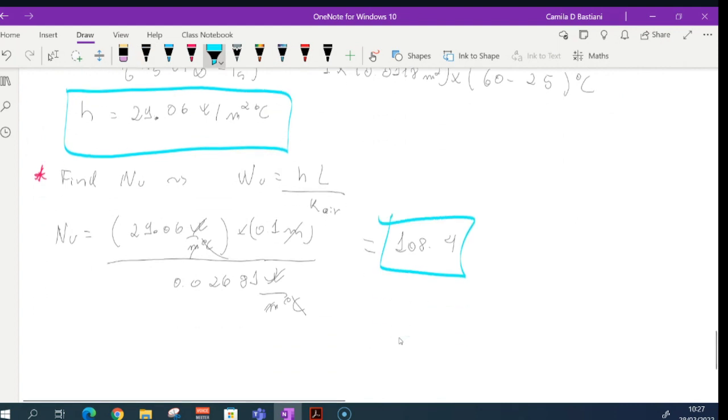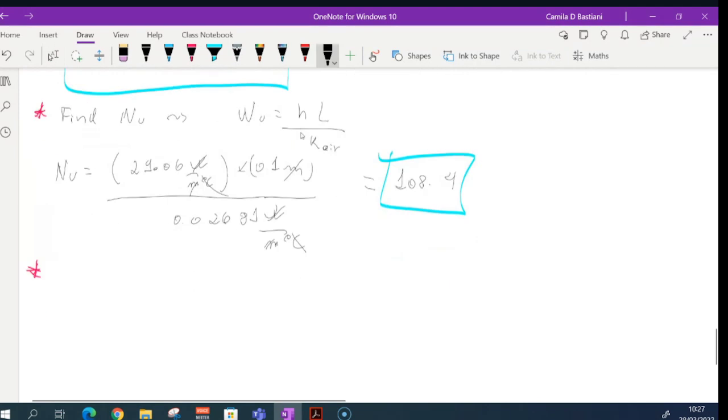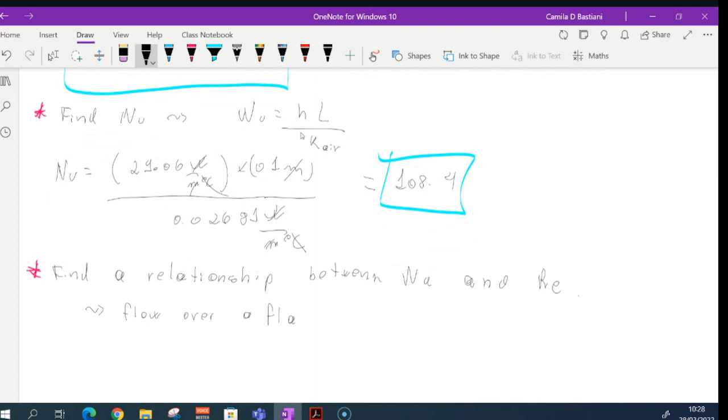And now I can use my Nusselt number to find my Reynolds number, okay? How? I'm going to find an adequate relationship between Nusselt number and Reynolds number for the flow that we are talking about. What considerations do we have in this flow? Here we are talking about flow over a flat plate, laminar, and isothermal.